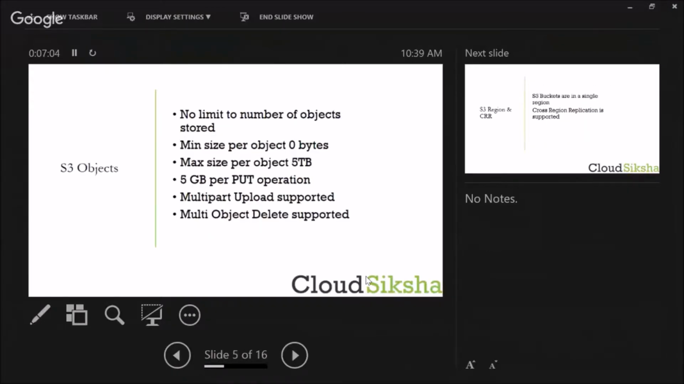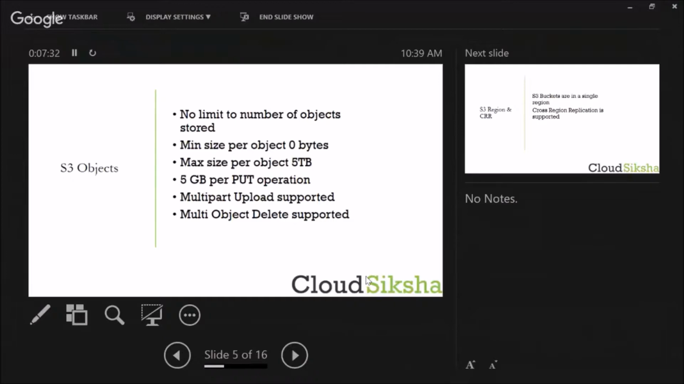Now when it comes to S3, you have S3 objects. In S3, there is no limit to the number of objects that you can store. Every account is given something like 100 buckets, but if you need more, they will give you more. It is a soft limit. But from an object perspective, there is no limit to the number of objects that you can store. This is another important thing.